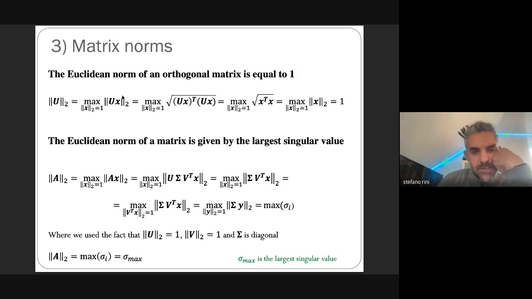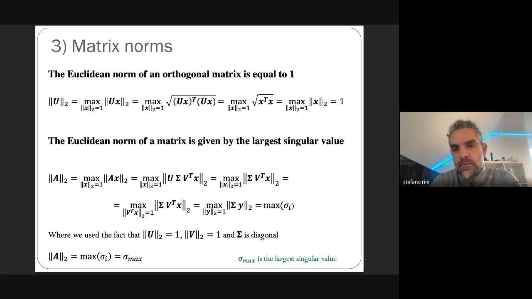So what we do here is that we allow the vector X to have any direction, but we fix the norm. We will call the Euclidean norm of the matrix U the largest norm of the vector that I obtain when hitting the matrix U with a vector X of unitary norm. Very good.